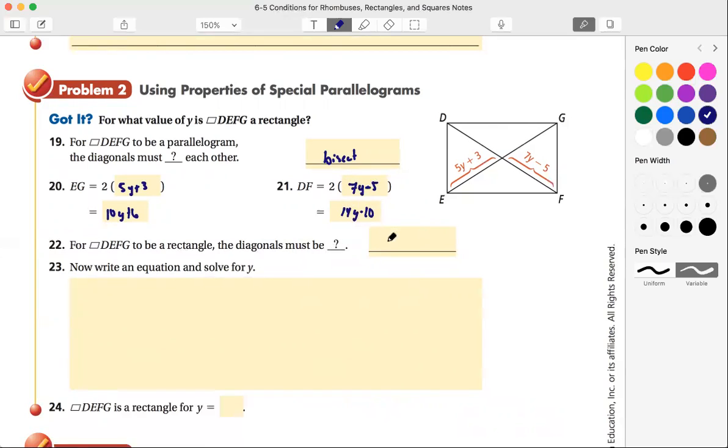So for this to be a rectangle, the diagonals must also be congruent. So therefore, we can set these 2 equations equal. 10y plus 6 equals 14y minus 10. If I subtract 14y, and if I subtract 6, I get negative 4y equals negative 16, and then I get y equals 4. So the value of y is 4.